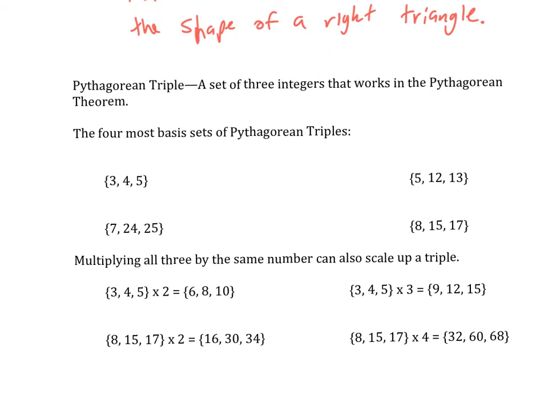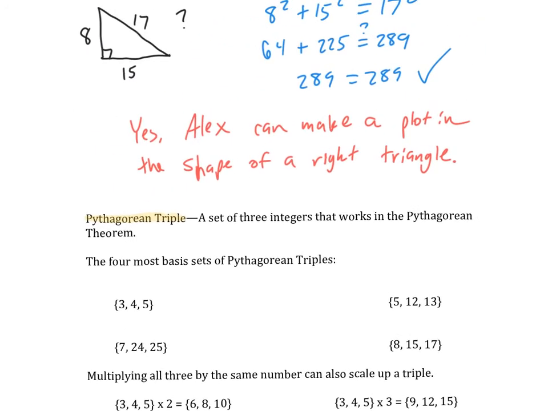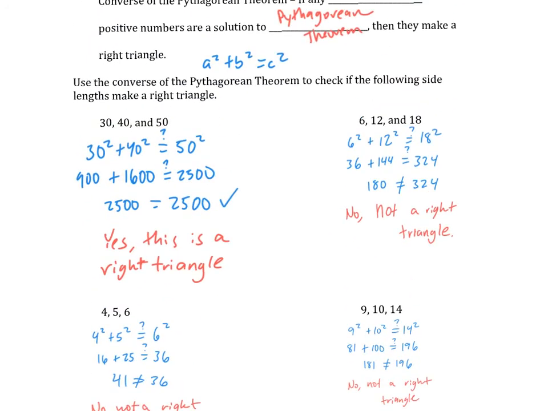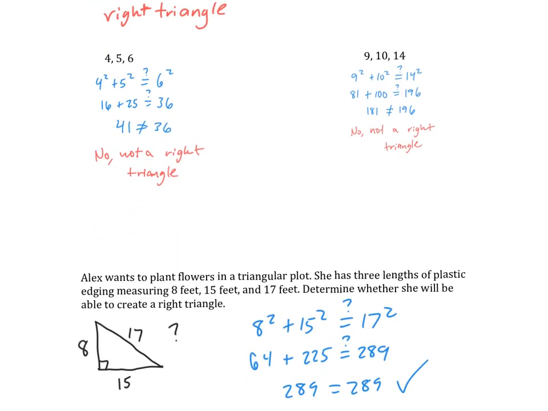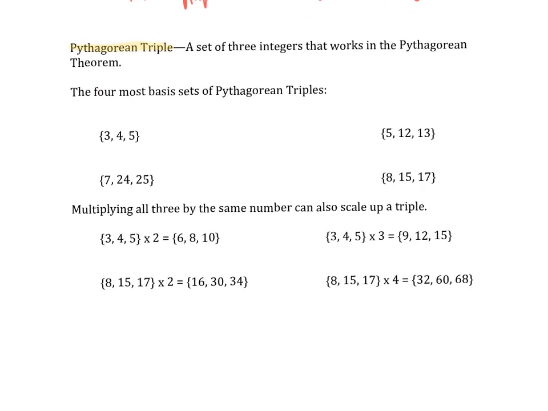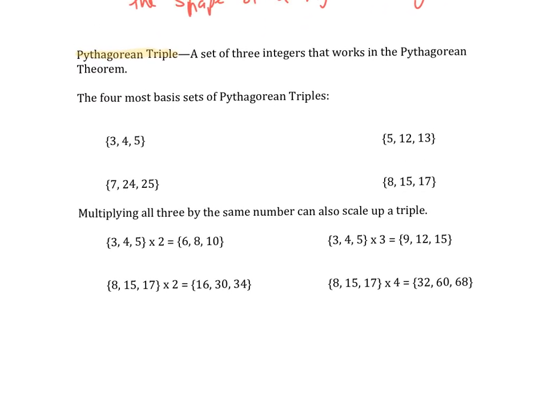So what is a Pythagorean triple? That's a new vocab word. It means a set of three integers that works in the Pythagorean theorem. That would be a solution to the converse of the Pythagorean theorem. For example, if we look back at our first example, 30, 40, and 50, that would be a Pythagorean triple. Those are three integers that work in the Pythagorean theorem. The four most basic sets of Pythagorean triples are 3, 4, 5; 5, 12, 13; 7, 24, 25; and 8, 15, 17. 3, 4, 5 is the easiest one.